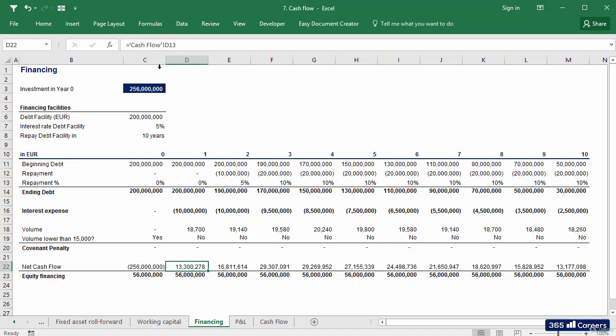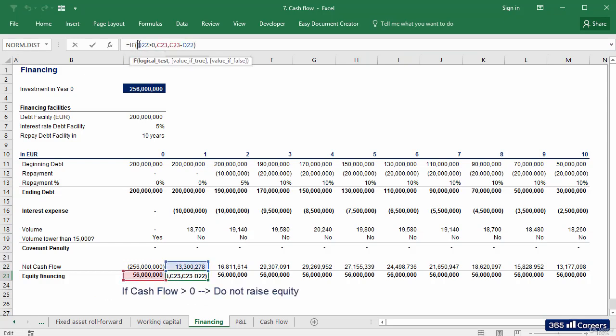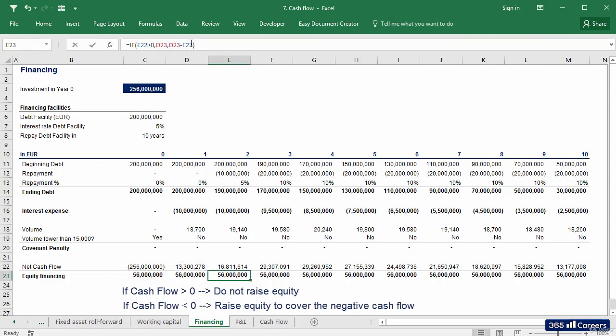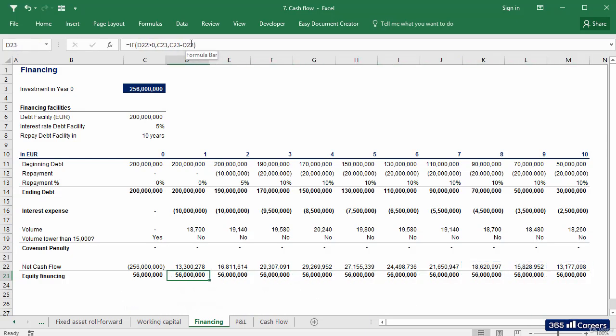What happens later? We'll need an if statement. If cash flow in a given year is positive, we do nothing. The company sends home the cash and that's it. However, if cash flow is negative, we must increase the equity invested in the project by the same amount as the negative cash flow to compensate for the money we've lost and repay financial liabilities. This gives us equity financing.